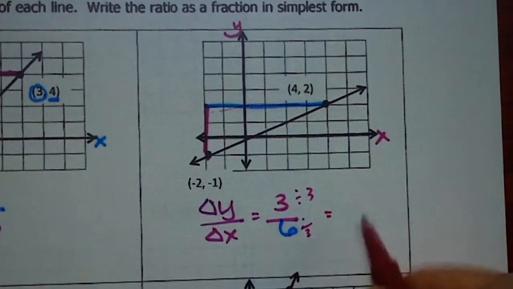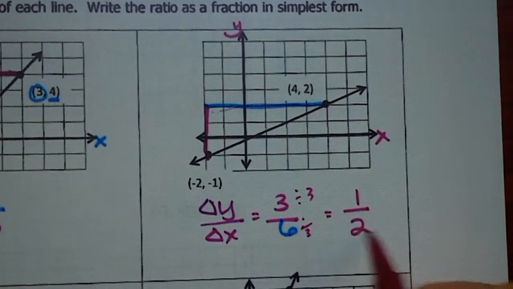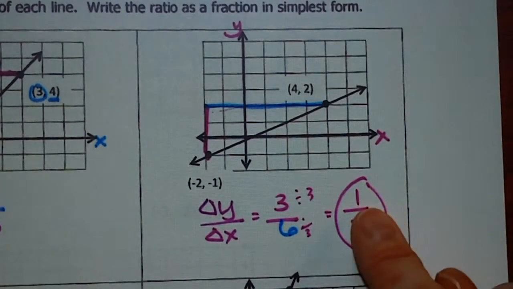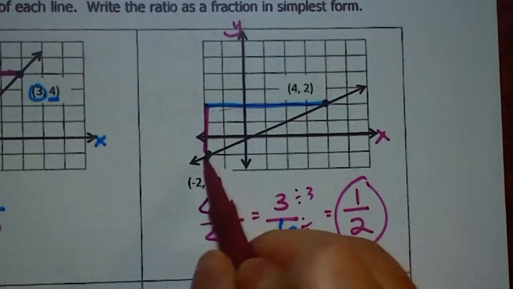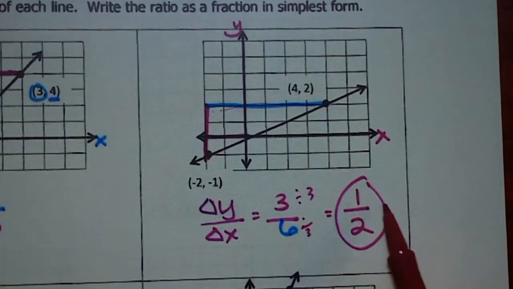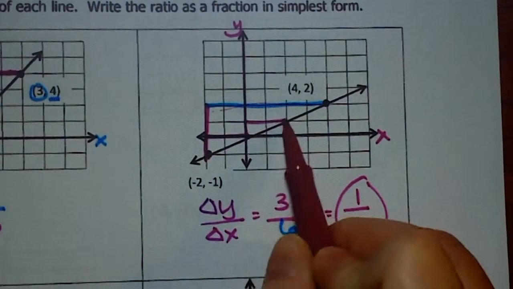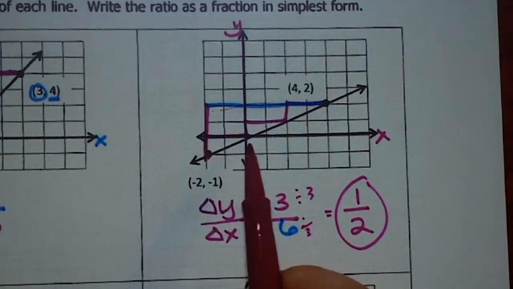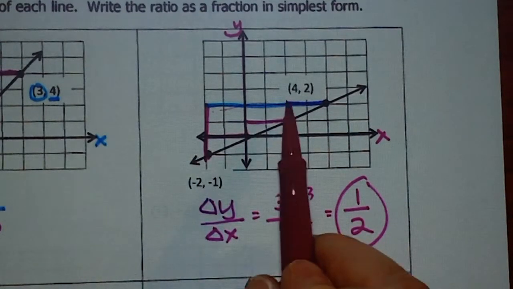And 3 divided by 3 is 1, and 6 divided by 3 is 2. So the slope is actually 1/2. What this means is to get from one point to the next, we go up 1 and right 2. Up 1 over 2. So it tells me up and over, up and over. And as you can see, when you go up 1, right 2, you're still on a point on that line.